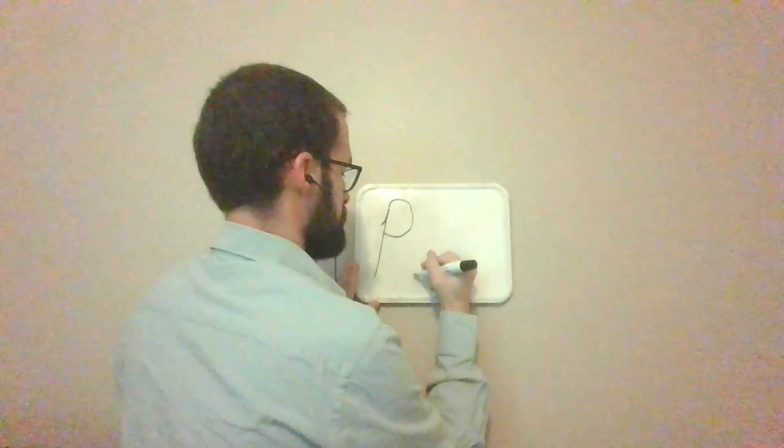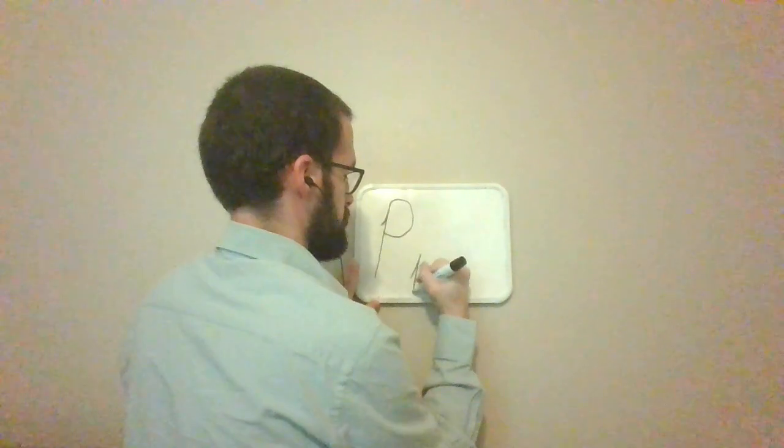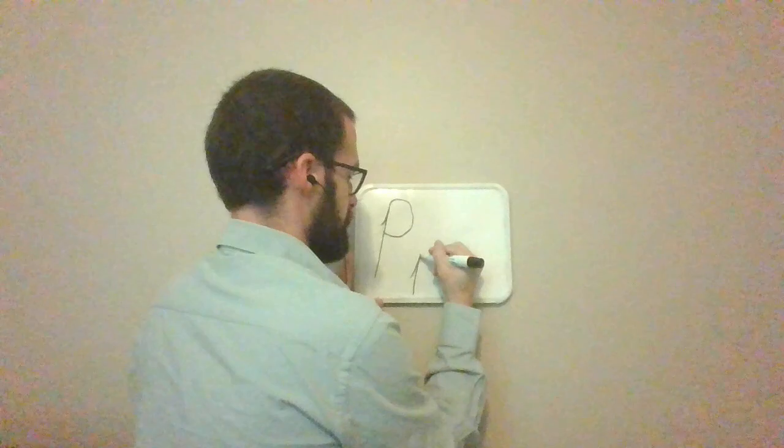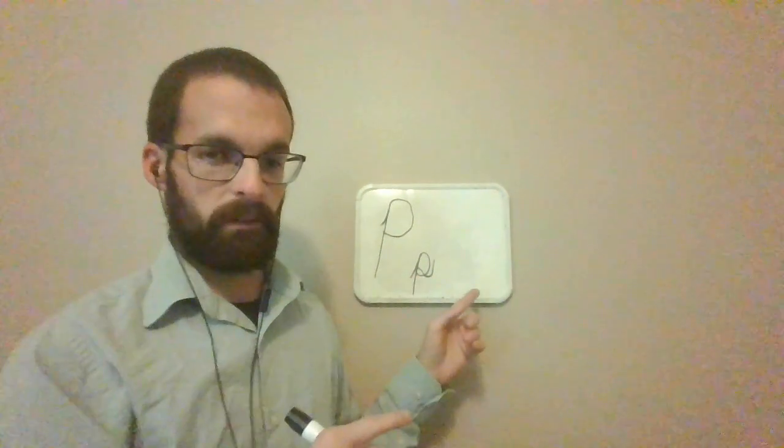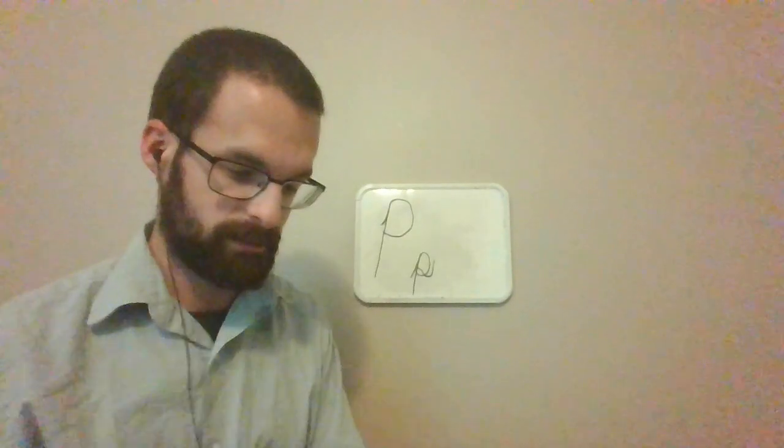For the lowercase p, start at the bottom, up and over, come down, come back up to the top. Do something very similar. And do a little swirl right here, and you got yourself the letter p.